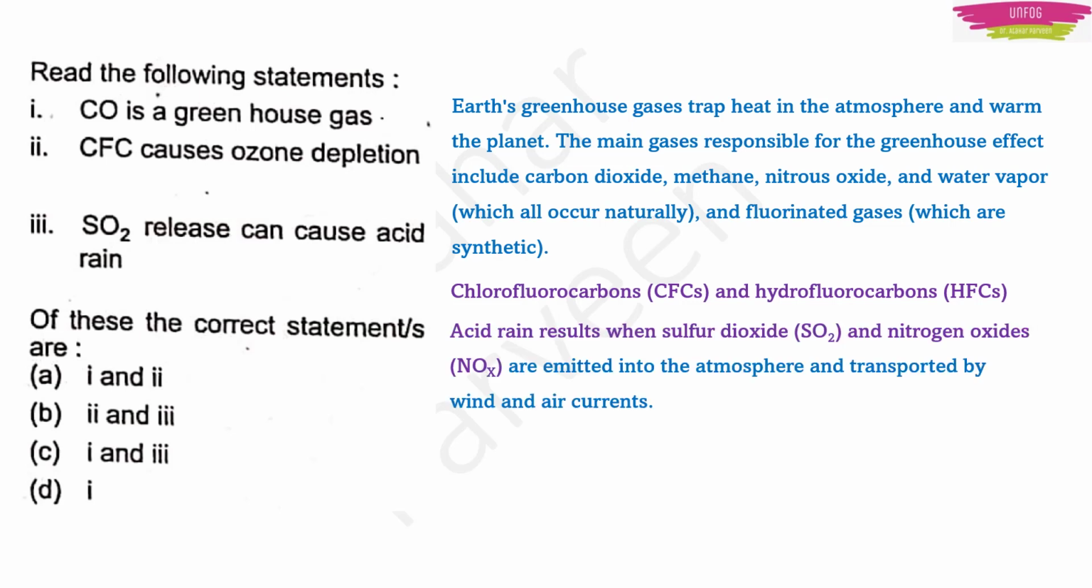And then sulfur dioxide is one of the main reasons actually. Acid rain results when sulfur dioxide and nitrogen oxides are emitted into the atmosphere and get transported by wind and air currents. Okay. So statement second and statement third are right. First statement is wrong. So our option B will be correct. 2 and 3 are the correct statements.